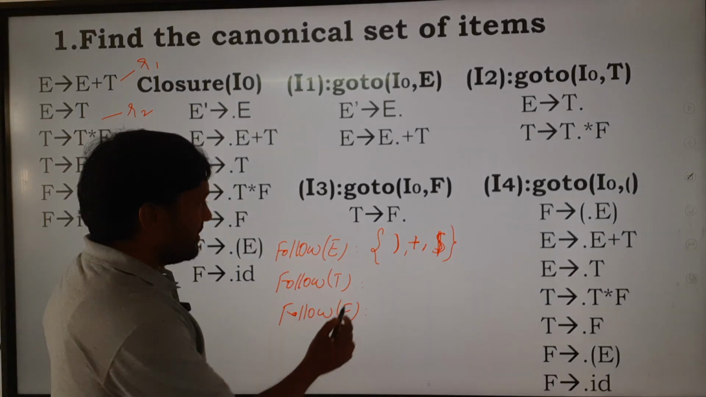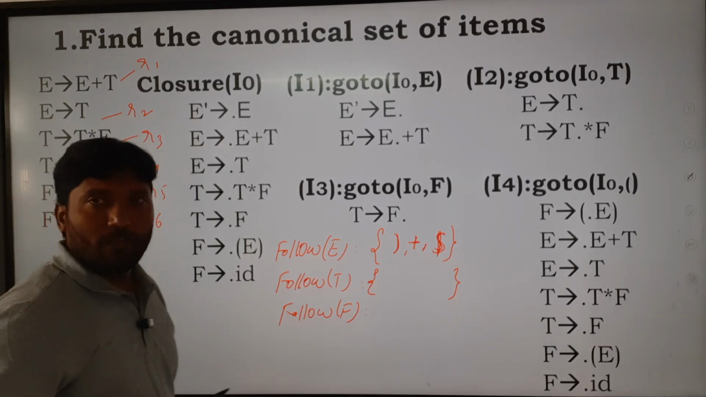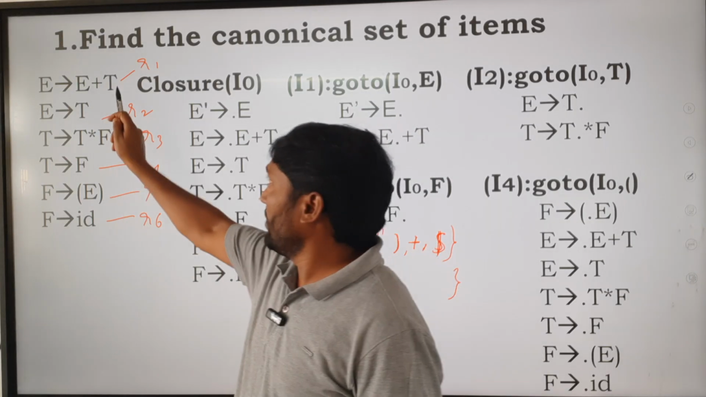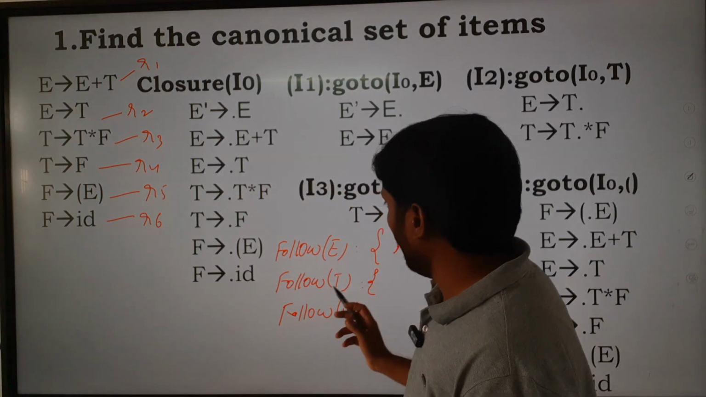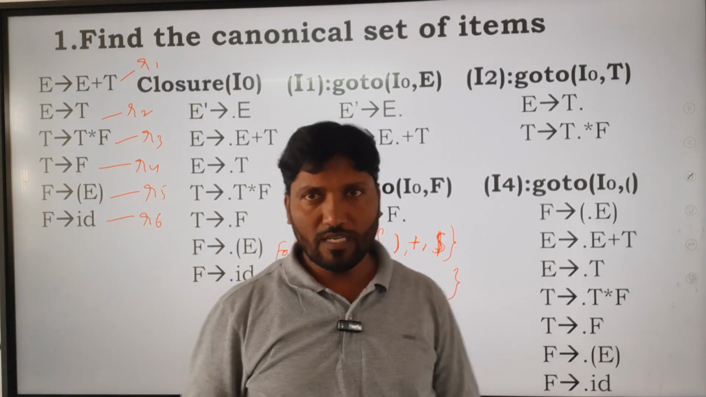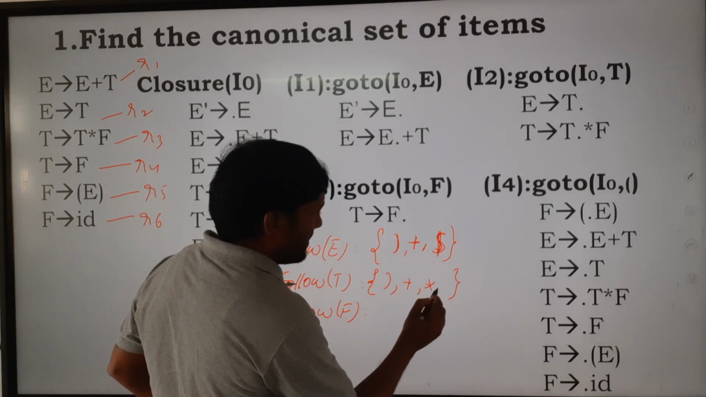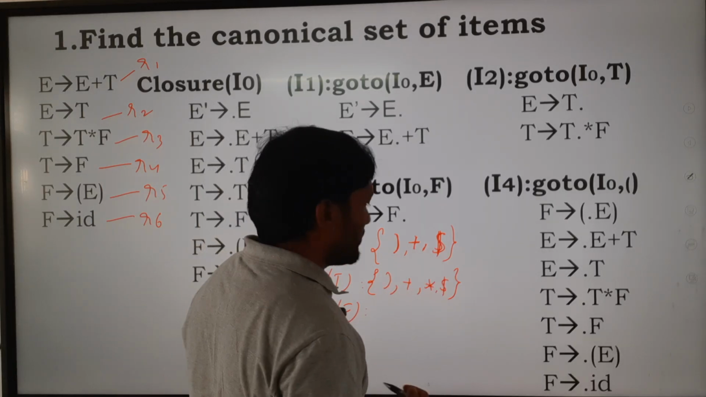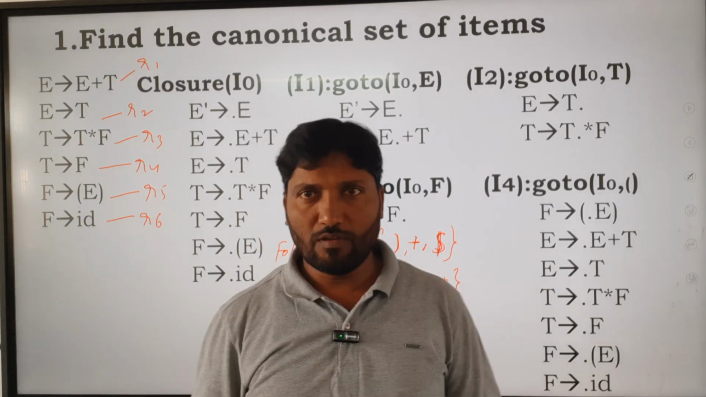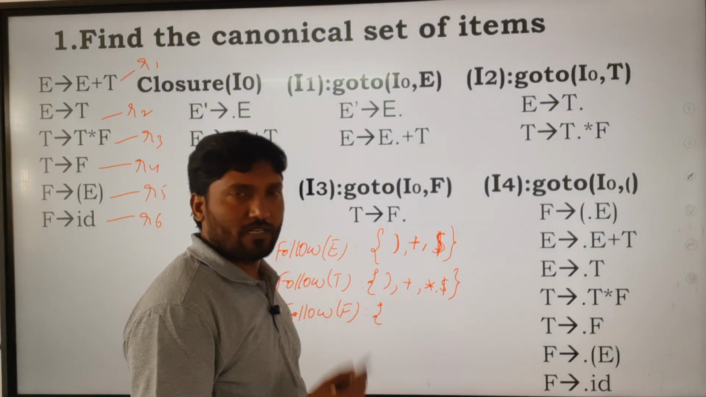Similarly, we calculate the follow of T. There is a T on the right-hand side. As per the third rule of the follow function, follow of T includes follow of E, that is close bracket, plus and dollar, and T is followed by star. So we take close bracket, plus, star and dollar. Next, calculate the follow of F. Follow of F equals follow of T, which means all the symbols in the follow of T are considered the follow of F.